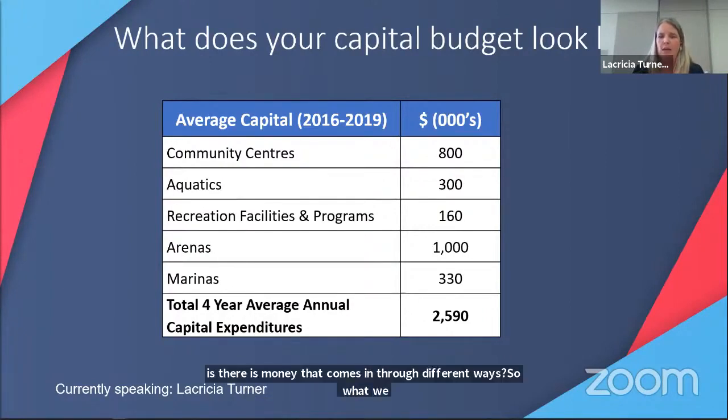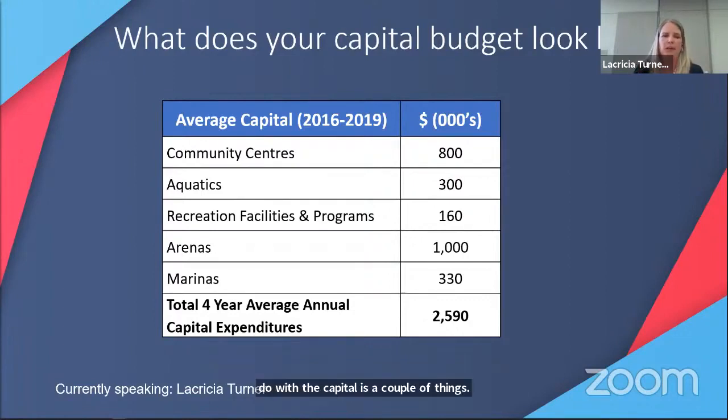We pay down existing facility debt. Maybe the best example I could give would be the Invista Center. So much money per year goes towards the debt that was incurred on building the Invista Center. And then the rest of the money filters into our different capital accounts.